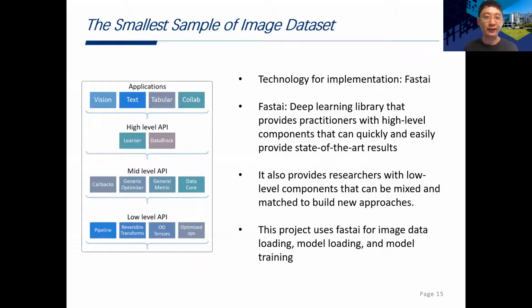As you can see, the left figure is the layered architecture of Fast AI. This is a deep learning library that provides practitioners with high-level components that can quickly and easily provide state-of-the-art results. It also provides researchers with low-level components that can be mixed and matched to build new approaches. This project uses Fast AI for image data loading, model loading, and model training.